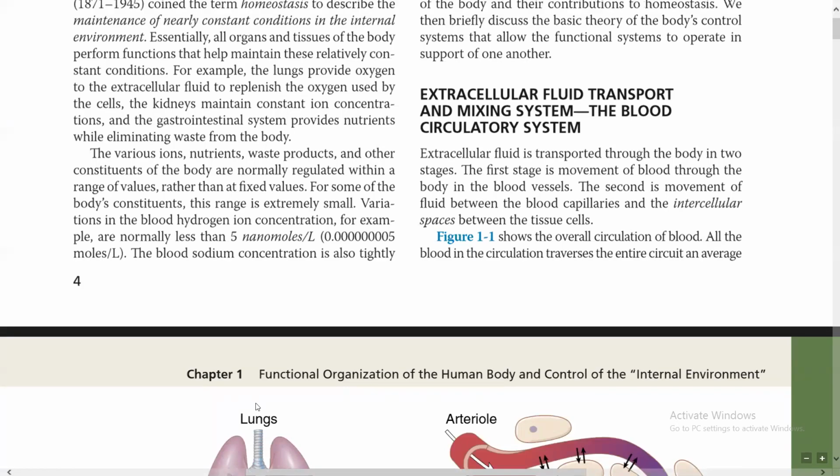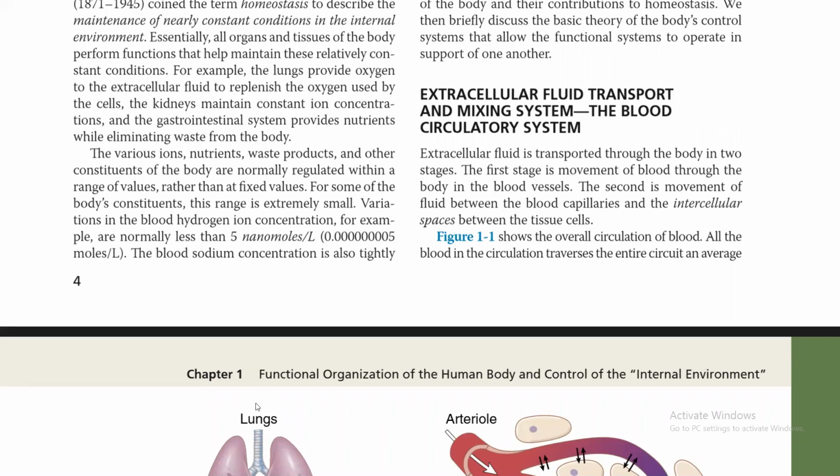So, extracellular fluid transport and mixing system, the blood circulatory system. Extracellular fluid is transported through the body in two stages. The first stage is the movement of blood through the body in the blood vessels. So through the blood, it is moving in the body via blood vessels.